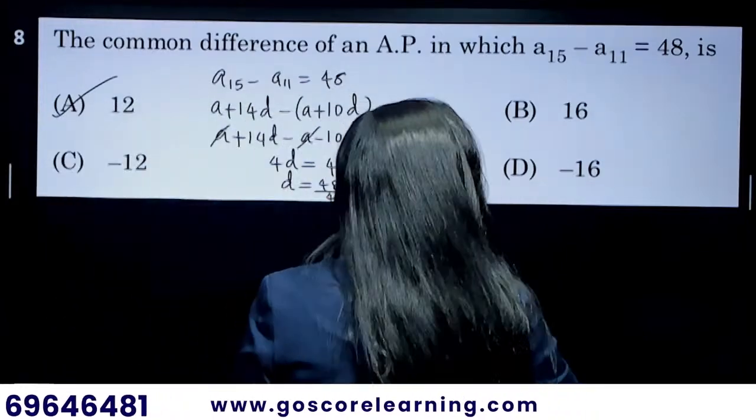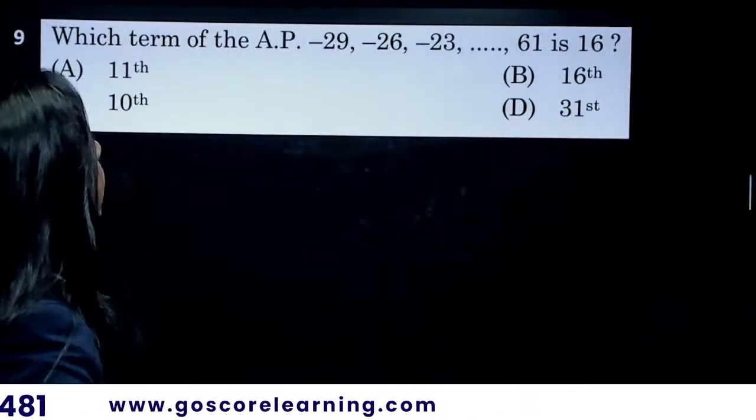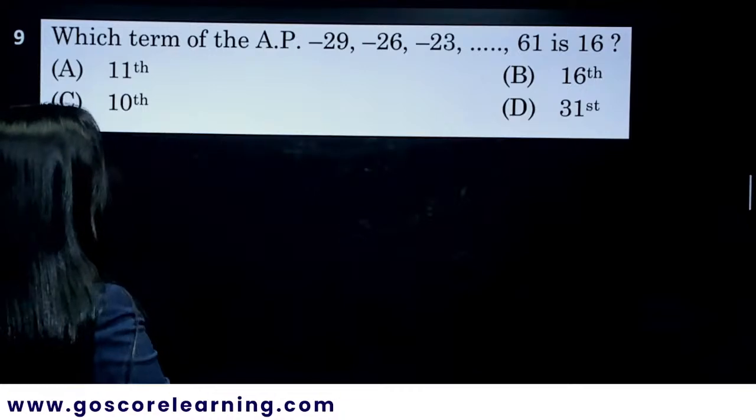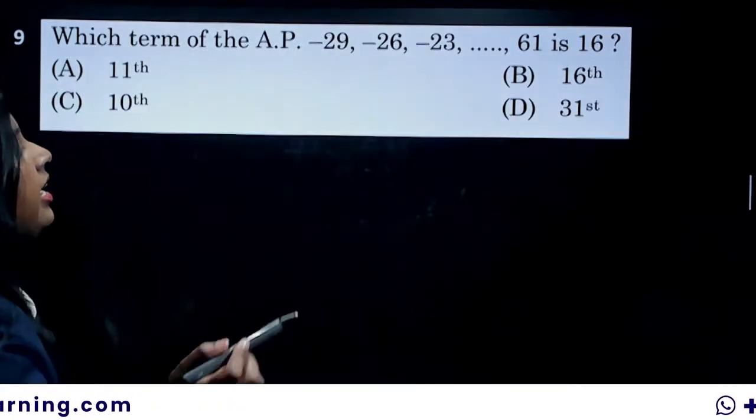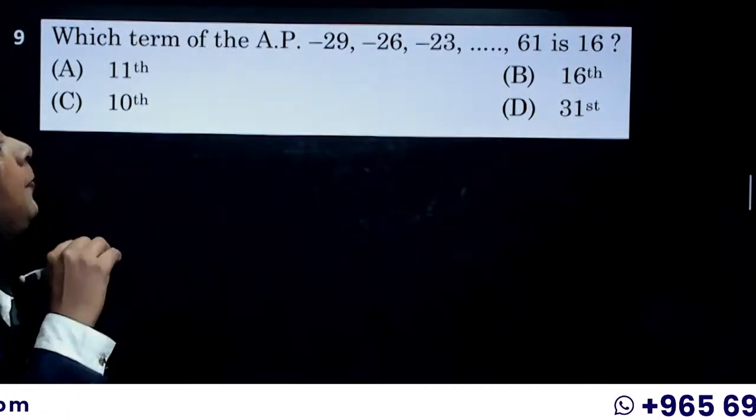Okay. Moving to the next question, which term of the AP is 16? So, given AP is negative 29, negative 26, negative 23, etc. up to 61.